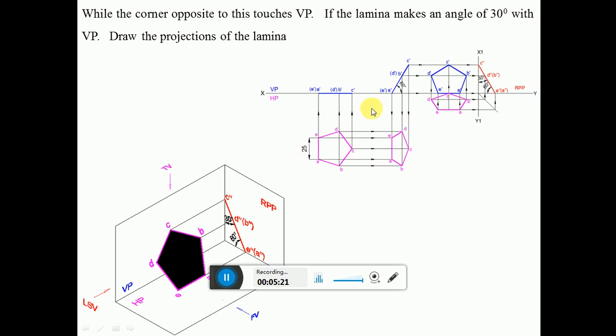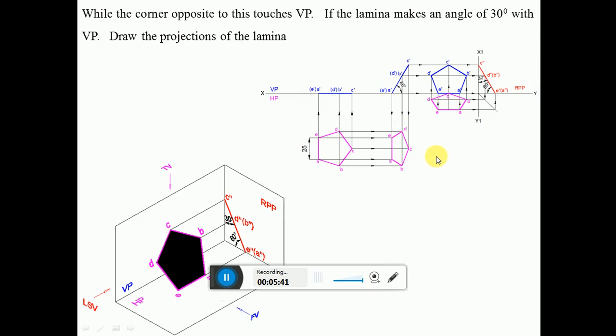So here the surface which was inclined at an angle of 60 degrees, that lamina I need to rotate such that the top view of that point, which is C, has to rest on VP. So you need to rotate this by an angle of 90 degrees. When you want to rotate, you have to rotate only in the anti-clockwise direction.